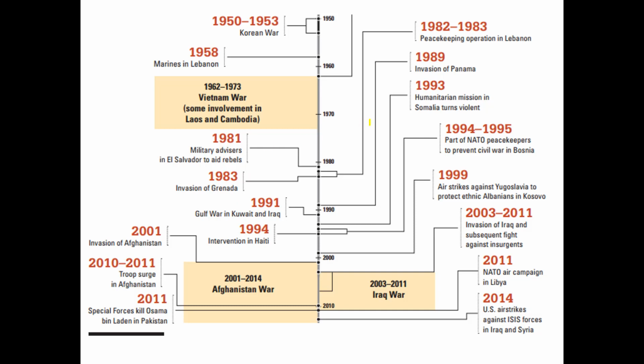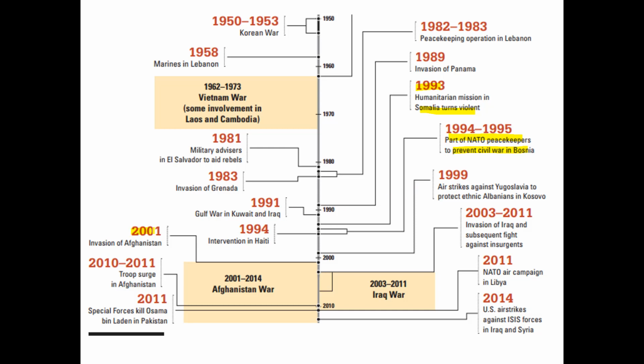But since the fall of the Soviet Union, there was intervention in Somalia that turned violent, and that kind of put America off a little bit from getting involved in other situations. And that's one of the reasons why, in the Bosnian War, part of the NATO peacekeepers were sent there to prevent civil war in Bosnia. The war had been raging for a couple of years before that even happened, and the Rwandan conflict happened so quickly, and the Western world pretty much just stood back and watched it happening.